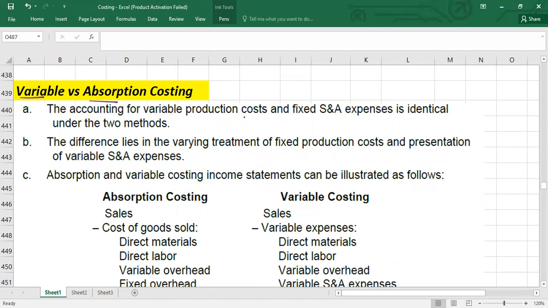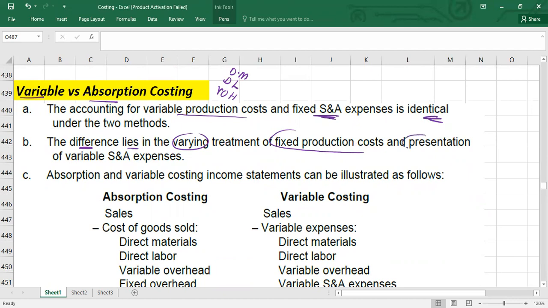Accounting for variable production cost. Variable production cost includes direct material, direct labor, and variable production overhead. And fixed selling and administration expense is identical regardless of whatever method you are using. So what is the difference? The difference lies in the varying treatment of fixed production cost, because fixed production cost is product cost under absorption, and it is going to be period cost under variable costing.